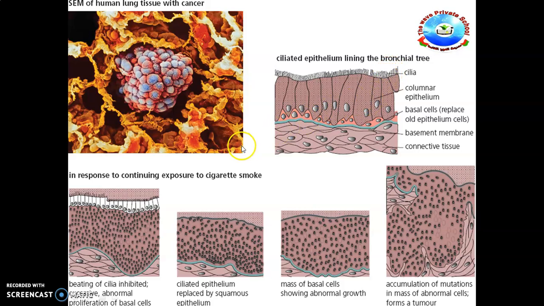So when lung cancer attacks, the goblet cells will be damaged and thereby no help comes from the goblet cells, and the beating of the cilia is also inhibited, causing excessive abnormal proliferation of basal cells. Here you can see ciliated epithelium replaced by squamous epithelium. No cilia are present here, and there is a mass of basal cells showing abnormal growth. No control over the cell division, so it makes a mass of abnormal cells and forms a tumor. That is nothing but cancer.